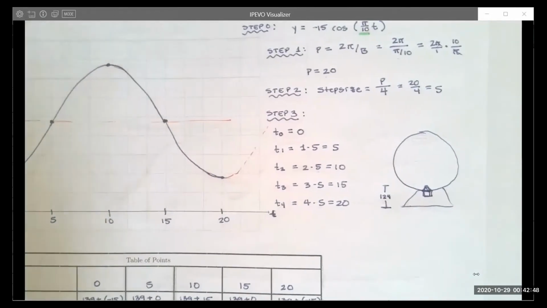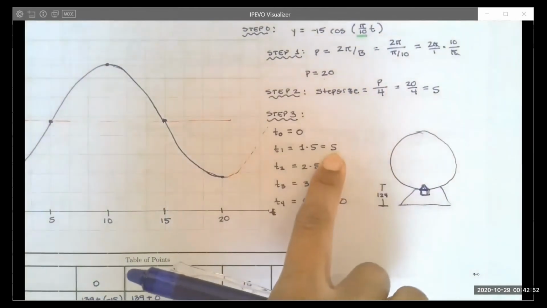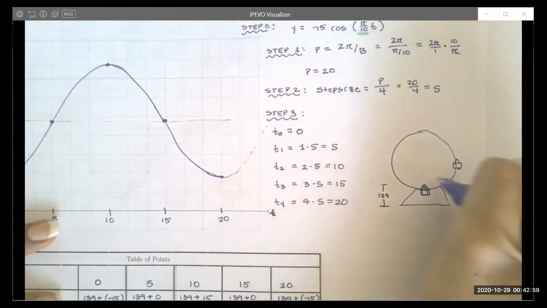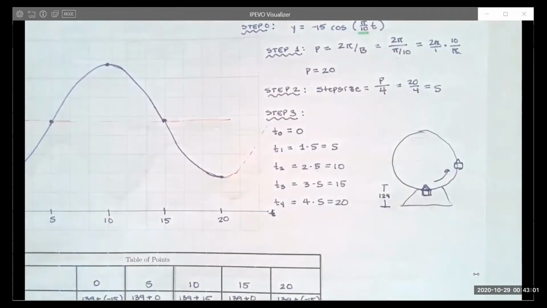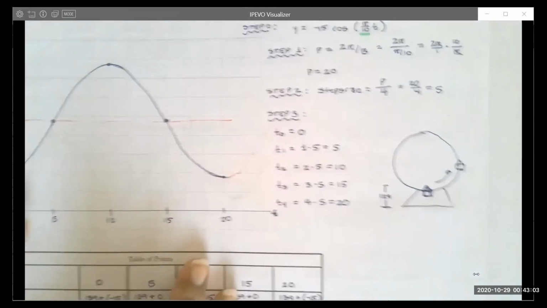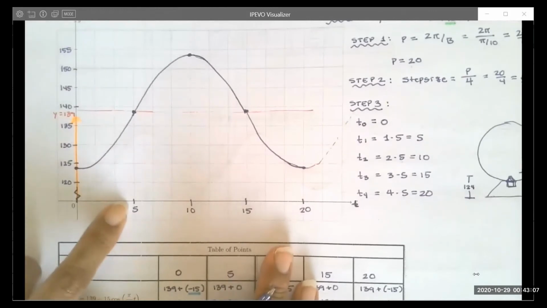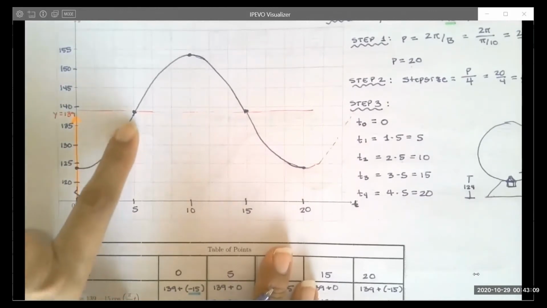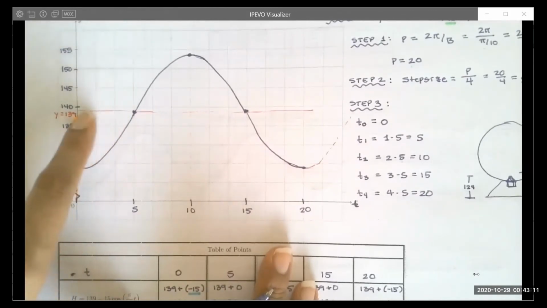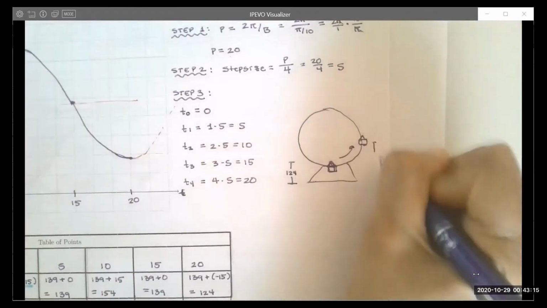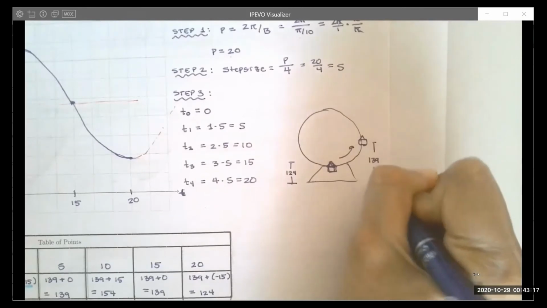Okay. And then a quarter of the way, which happens at 5 minutes, and a quarter of the way on the circle would be there. That is when you reach a height of 139, right? Here's a quarter at 5 minutes. And if we look at the height, that is at 139. Okay, so there's 139 inches here.